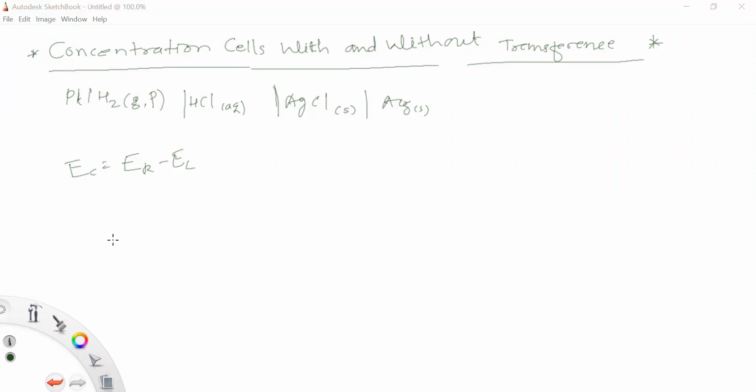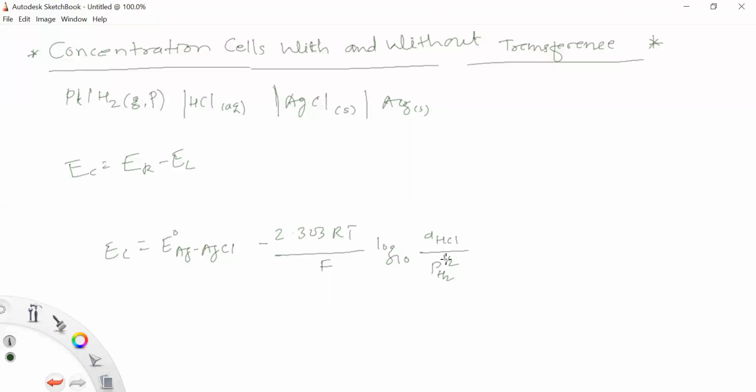The last equation is EC equals E0 AgCl minus 2.303 RT upon F, log to the base 10 of the activity of HCl upon the activity of hydrogen gas to the power 1/2. This is the last equation we find.